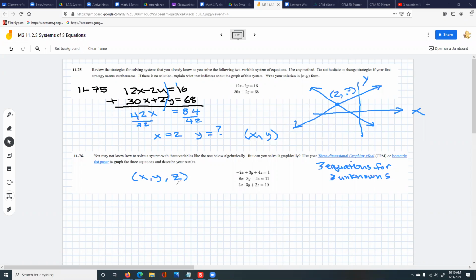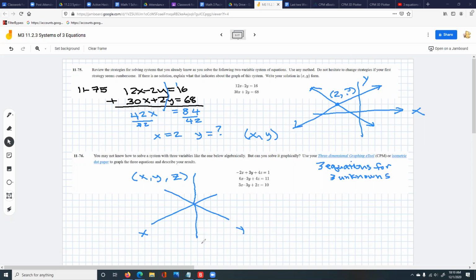Okay, so now we're going to have 3 dimensions. So it's going to look like this. This is going to be the x-axis. This is going to be the y-axis. And that's one plane. Okay, that's in a flat plane. And then the z-axis is going to go straight up and down.